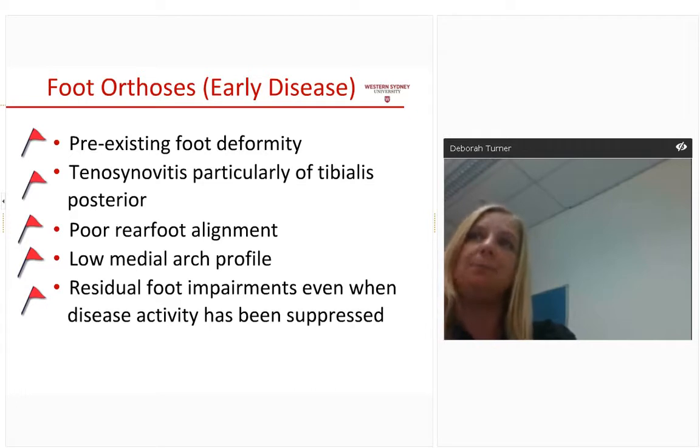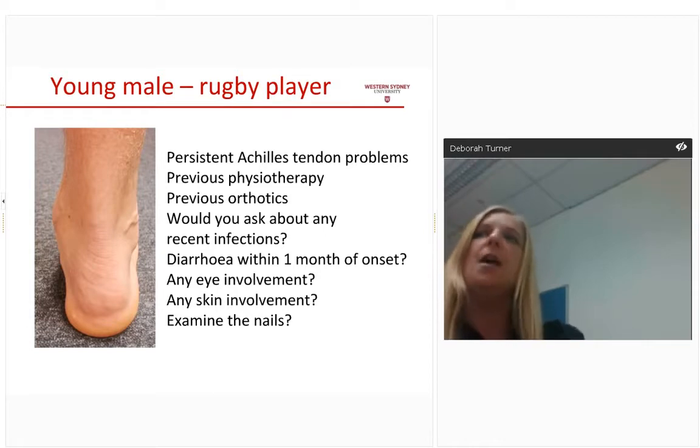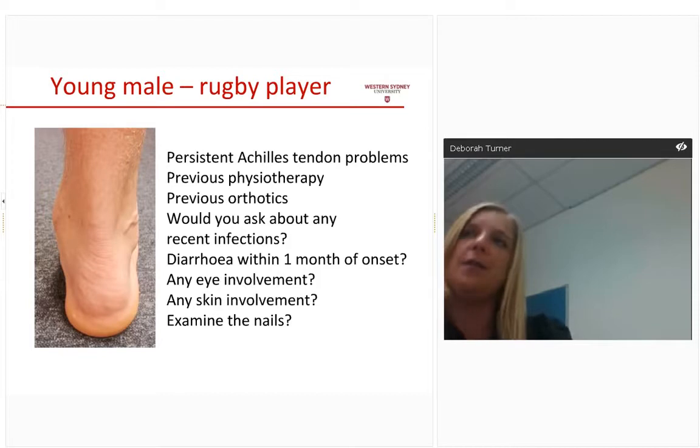Now, I'm aware of our time, but the final aspect really is about considering spondyloarthropathies, particularly in the typical presentation of rear foot disease. So imagine our young rugby player with persistent Achilles tendon problems, who has had previous physiotherapy and previous orthotics given by a podiatrist.